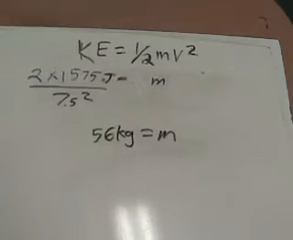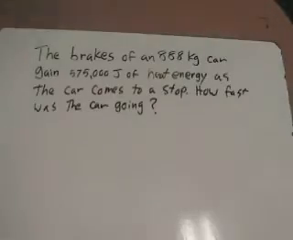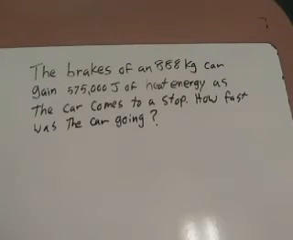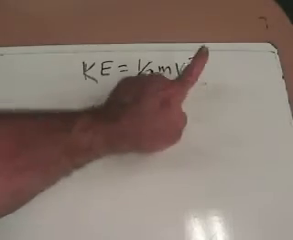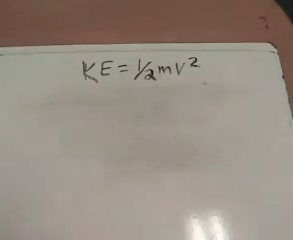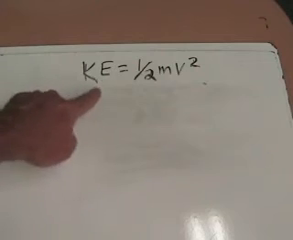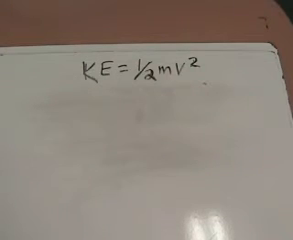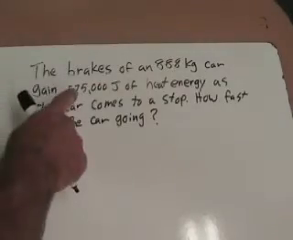Let's try another one of these. The brakes of an 888 kilogram car gain 575,000 joules of heat energy as the car comes to a stop. How fast was the car going initially? So I'm going to use this equation, but in this case I'm solving it for velocity, which is going to be tricky since the equation gives me velocity squared. The first thing I need to do is substitute in the amount of energy that the brakes gained, which is 575,000 joules.